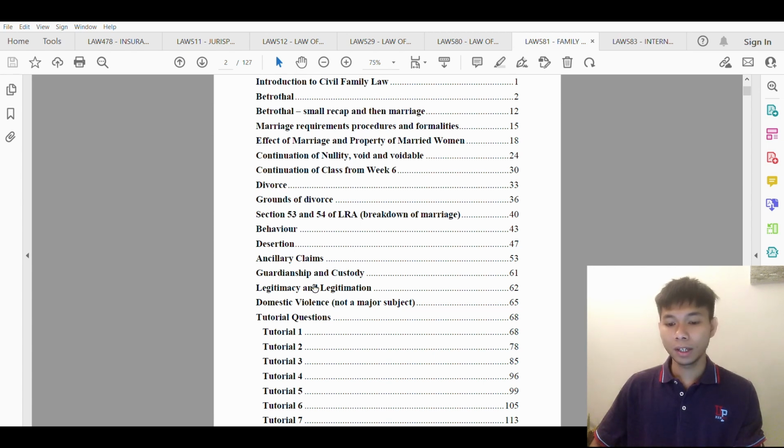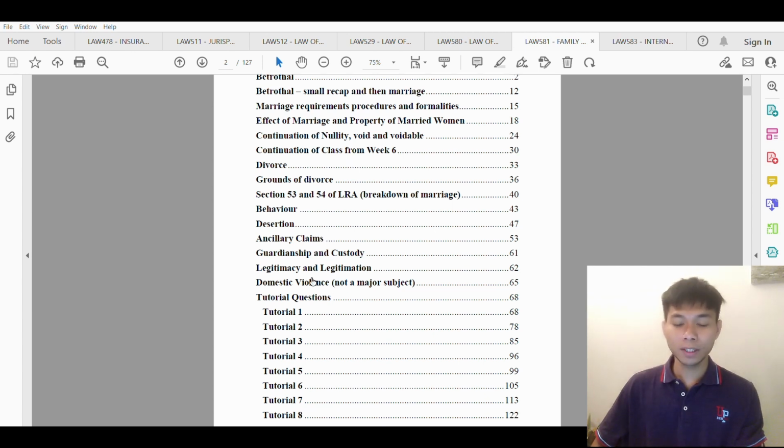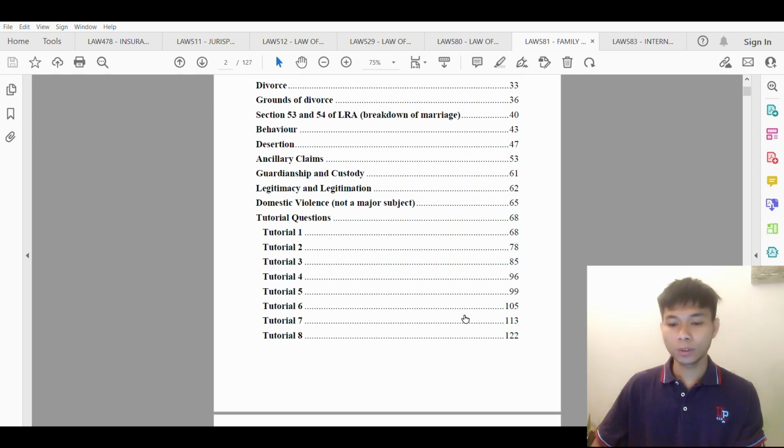And then we have ancillary claims, which is basically maintenance and all of that, in custody, guardianship and custody, yes. And then there's legitimacy and legitimation, whereby you can try to make your child legitimate and adopt children, because when the child is not legitimate and they're not adopted, then they don't have any personal inheritance rights in those regards. And finally is domestic violence, as under the DVA Act, which is the Domestic Violence Act 1994. And then we have tutorial questions.